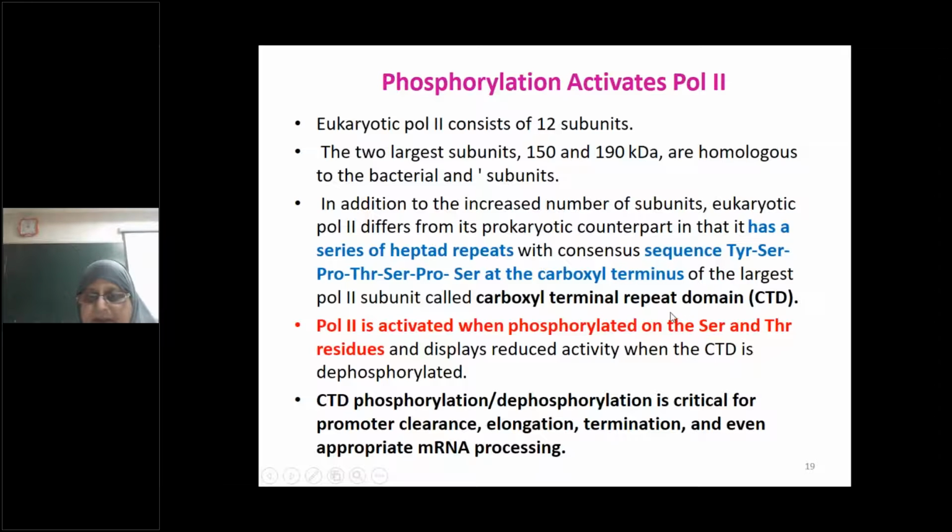The importance of this domain is that polymerase 2 is activated when phosphorylated on the serine and threonine residues, and it displays reduced activity when the CTD is dephosphorylated. So these heptad repeats are present at the carboxy terminal repeat domain, and phosphorylation of the serine and threonine residues will lead to activation of this polymerase 2 enzyme. Dephosphorylation will inactivate the enzyme. So CTD phosphorylation and dephosphorylation are critical for promoter clearance, for elongation and termination, and even for mRNA processing.